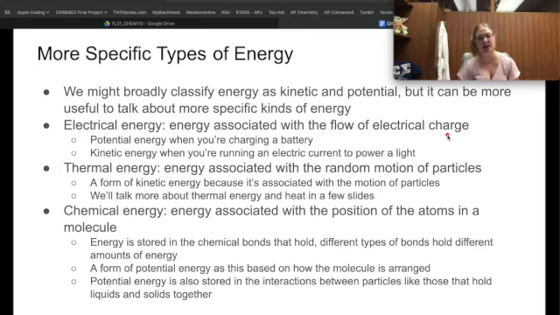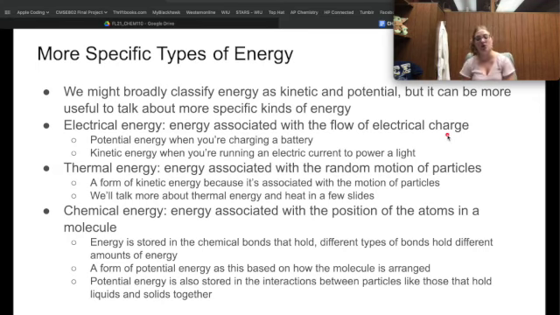Chemical energy is the energy associated with the position of the atoms in a molecule. So chemical energy is going to be like the energy that's stored in those chemical bonds. And different types of chemical bonds hold different amounts of energy. Some of them are very, very energetic. Some of them aren't. It's a form of potential energy because it's based upon how the molecule is arranged. So that's that position and composition fact, which makes it potential energy.